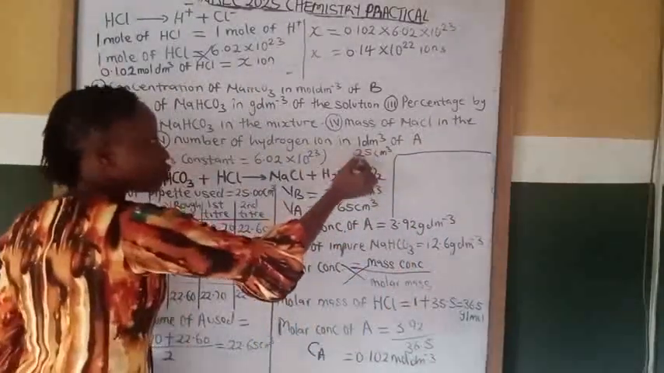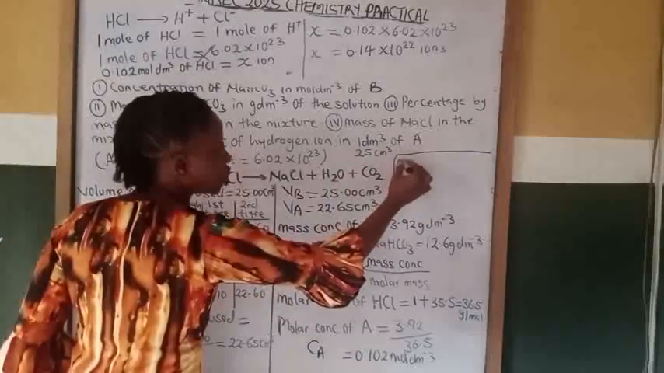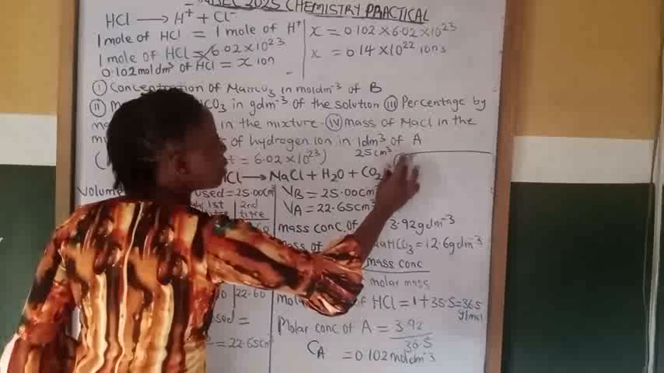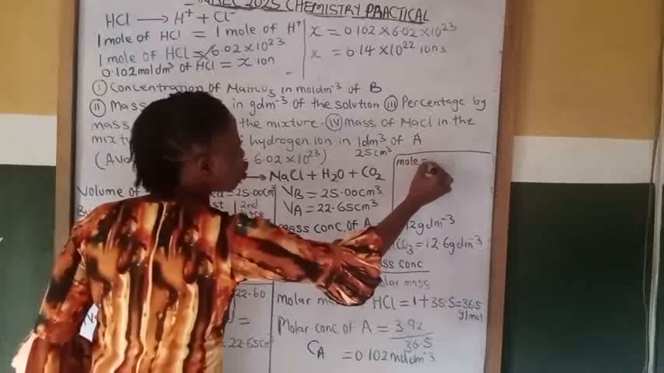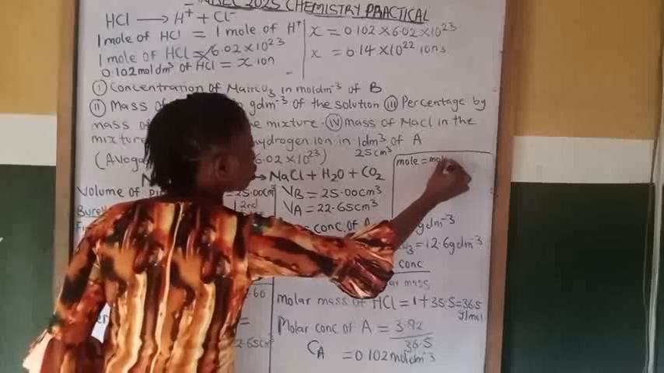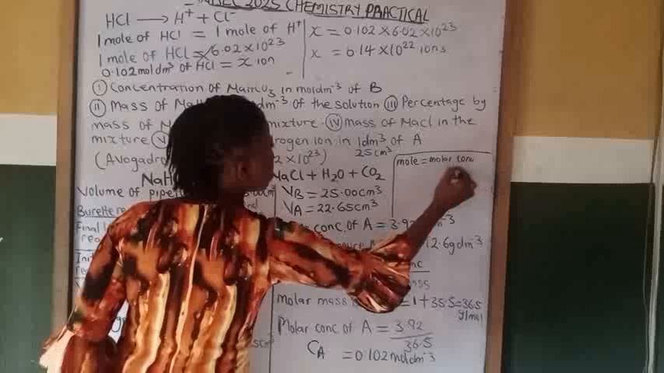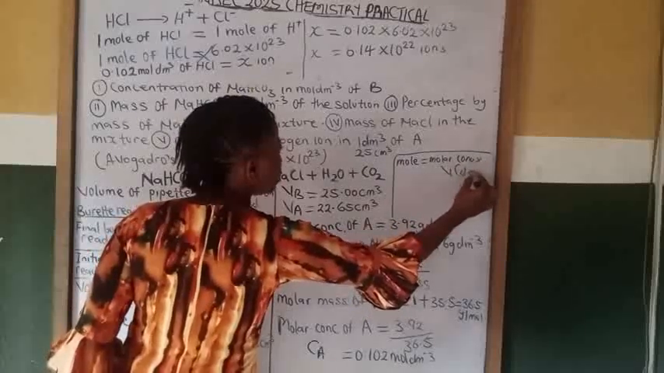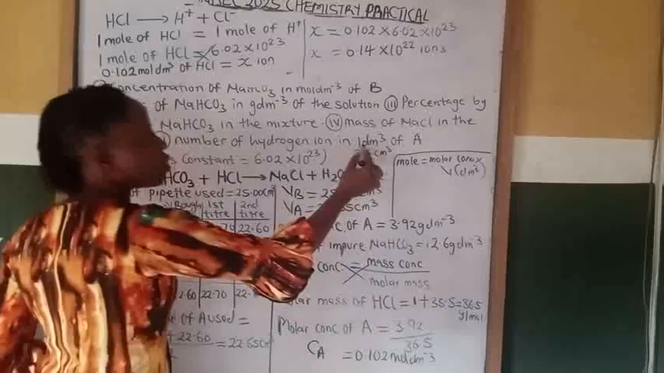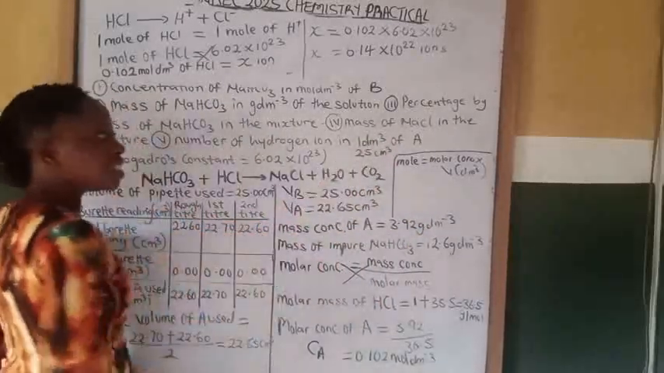If your question asks you to calculate in 25 centimeter cube, you are going to take your molar concentration first. You calculate the number of mole. The number of mole equals molar concentration multiplied by your volume in dm cube. So you will convert first. You have to convert it first because this is per centimeter cube, not per dm cube.